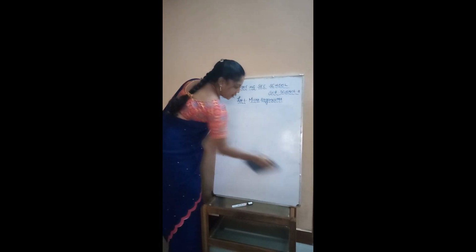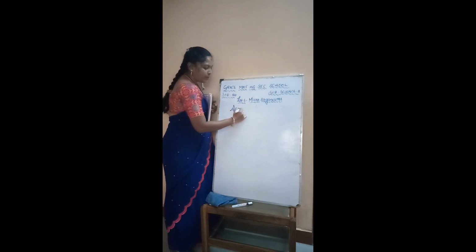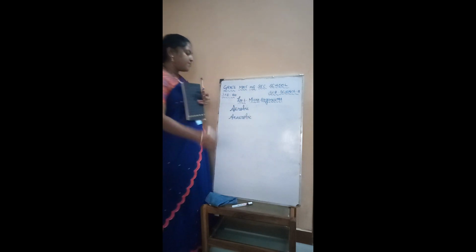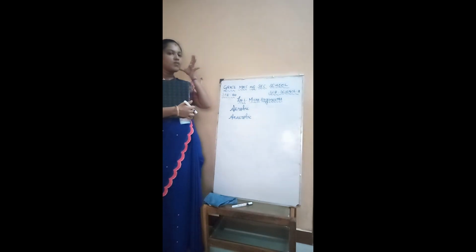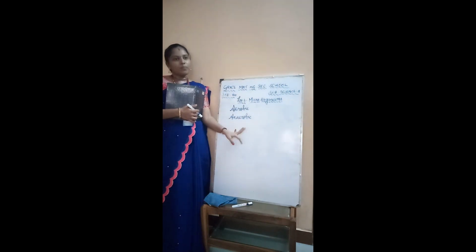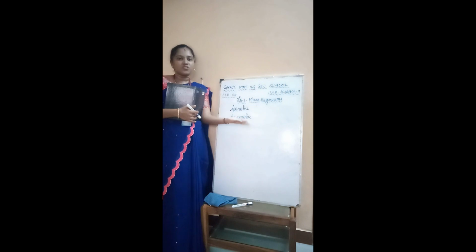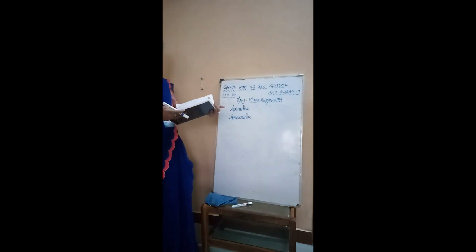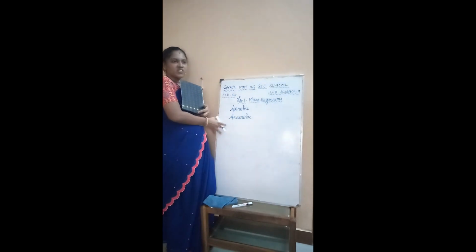Respiration. Have you all heard about the two forms of respiration, aerobic and anaerobic? What is this aerobic, children? Aerobic is the bacteria which grows in the presence of oxygen. Anaerobic is those bacteria which grow in the absence of oxygen. Do you have any doubt in this, children? These are the forms of respiration.